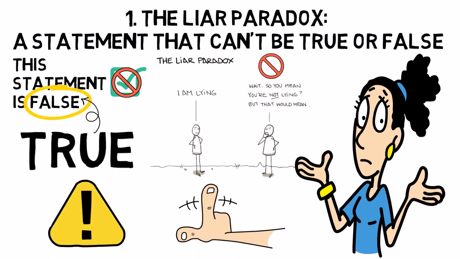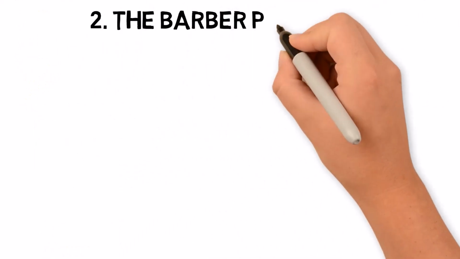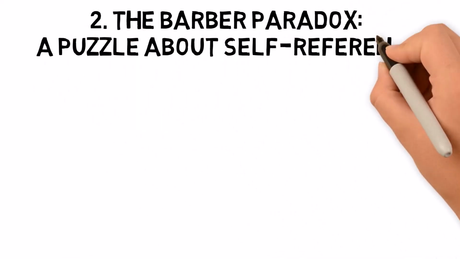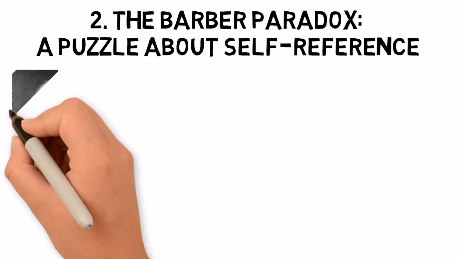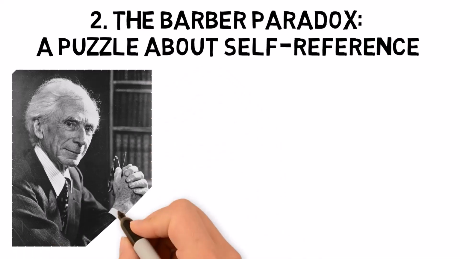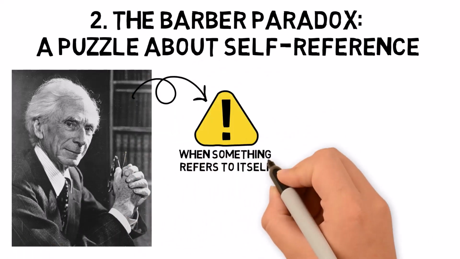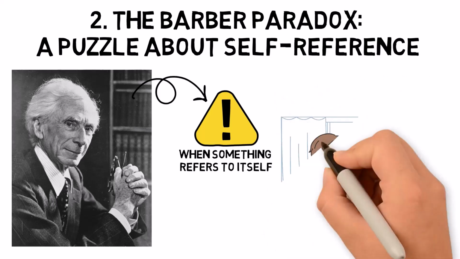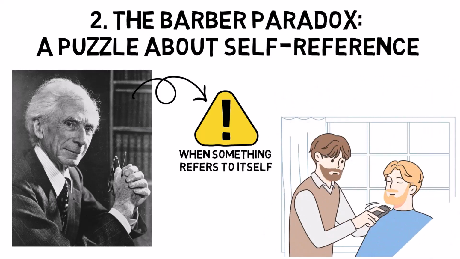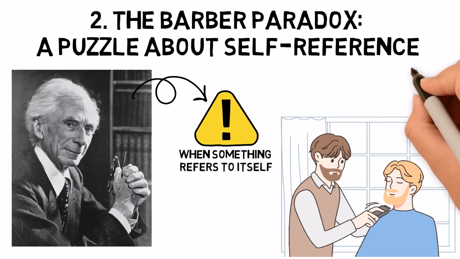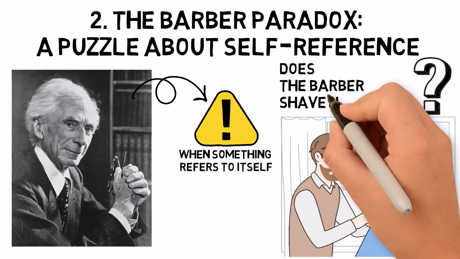2. The Barber Paradox, a puzzle about self-reference. The Barber Paradox was created by the mathematician Bertrand Russell to show the problems that happen when something refers to itself. The paradox is about a barber who shaves all the men in town who do not shave themselves. The question is, does the barber shave himself?